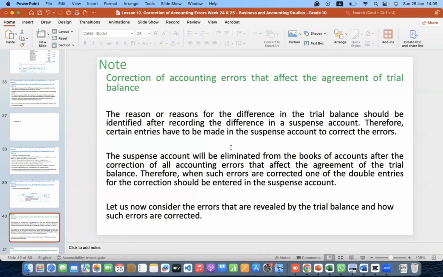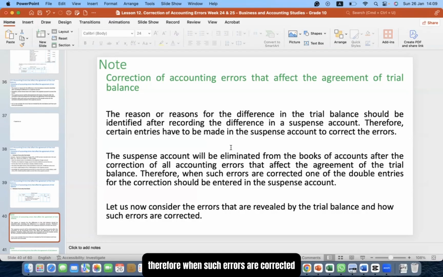Therefore, when such errors are corrected, one of the double entries for the correction should be entered in the suspense account. Let us now consider the errors that are revealed by the trial balance and how such errors are corrected.